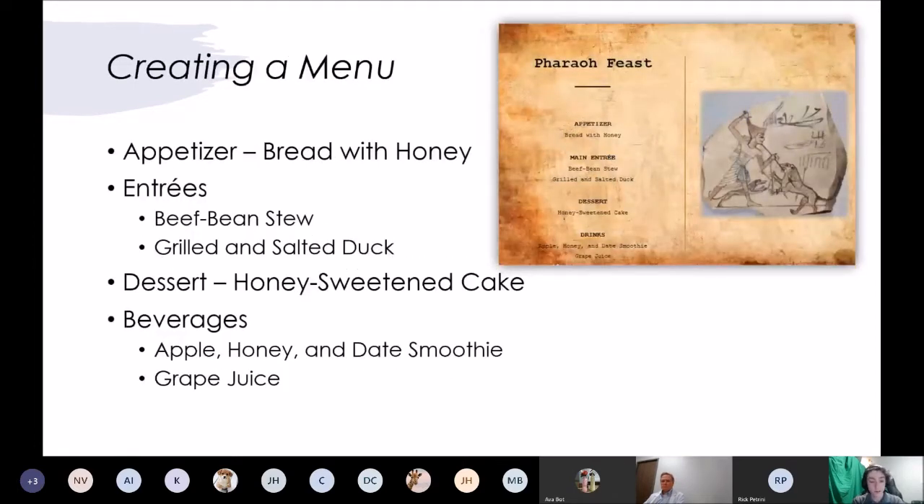Like I said previously, we had made a restaurant, and this restaurant must have a menu. The background of the menu gives it an old feel, while the picture is based on actual ancient Egyptian art that they made. The food includes an appetizer of bread with honey, entrees of beef bean stew and grilled and salted duck, a dessert of honey sweetened cake, and beverages of apple honey date smoothie, and grape juice as a substitute for wine. All of these foods are somewhat based on actual cuisine that they ate back in the Egyptian Empire.